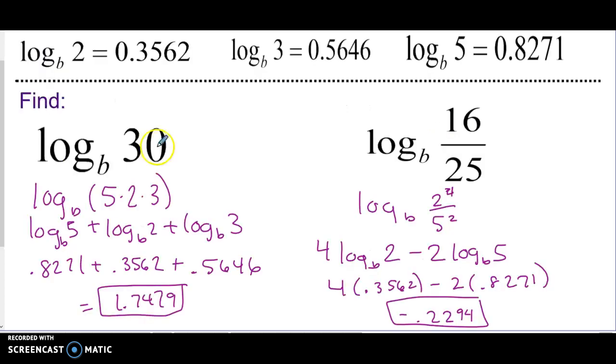Alright, so I knew that 30 was 5 times 2 times 3. I can split that up into 3 sums, substitute in their values, and I got 1.7479. For this next one, I knew that 16 is 2 to the 4th, and 25 is 5 squared. I can split those up as a difference. Don't forget that those exponents come in the front, right? A lot of times people keep those exponents up here and then end up putting this value to the fourth power. You're definitely going to get that wrong, okay? Don't fall for that trap. You should get an answer of negative 0.2294.